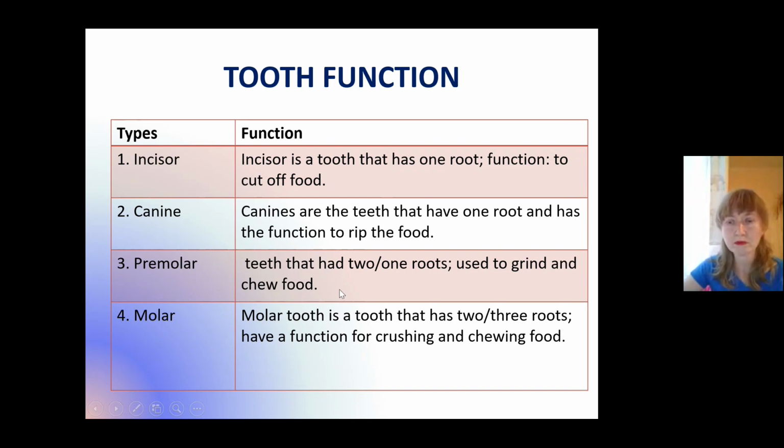Premolar, it is teeth that have two or one root. They are used to grind and chew food. And molars, teeth with two or three roots, depends from the jawbone. Their function, crushing and mastication of food. Final crushing and mastication of food. After premolar, of course. So initial crushing with premolar, but final sophisticated crushing with molars.